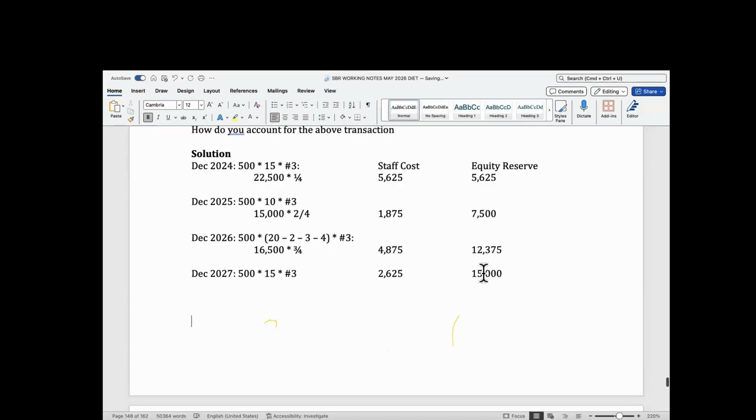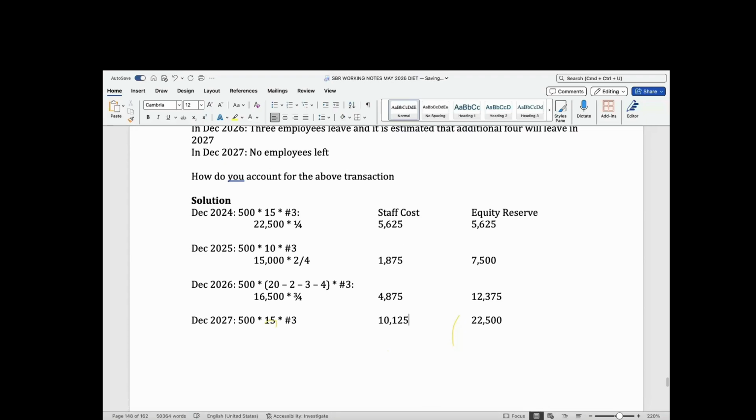Please, I have a question. Okay, Amalala, wait first. So what's the difference between these two? 22.5 minus 12,375. 10,125. Okay. Yeah, Amalala, go ahead.